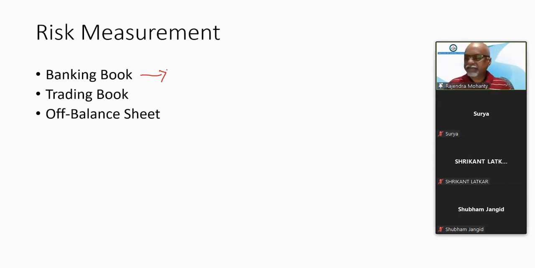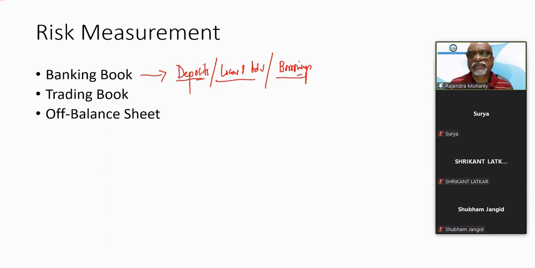So the banking book is where the transactions pertaining to all the deposits, all the loans and advances, and all the borrowings are recorded. Whatever transactions pertain to deposits, loans and advances, and borrowings are recorded in the banking book. Any transaction of deposit, loans, advances, and borrowing will be booked in the banking book. Okay, that is the first characteristic of the banking book.